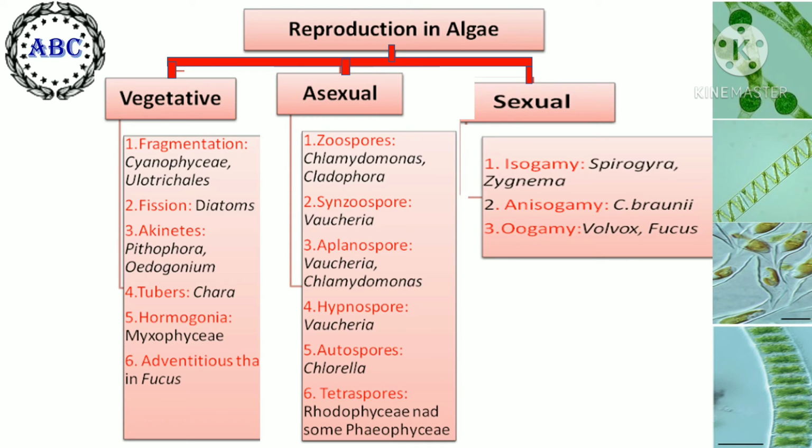And now last one, sexual reproduction. Sexual reproduction takes place by fusion of gametes of different sexuality. The gametes are formed in gametangia by simple mitotic division or by reduction division. The haploid gametes fertilize to make diploid zygote. Depending upon morphological and physiological characteristics of gametes, sexual reproduction can be of three types: isogamy, anisogamy, and oogamy.